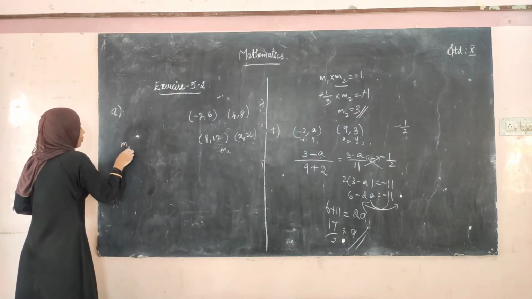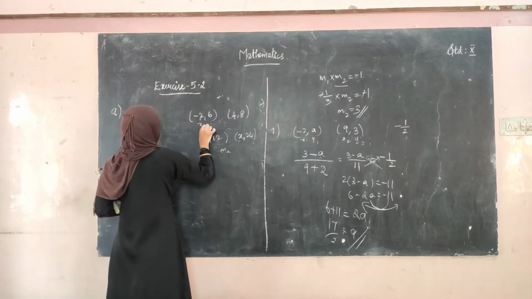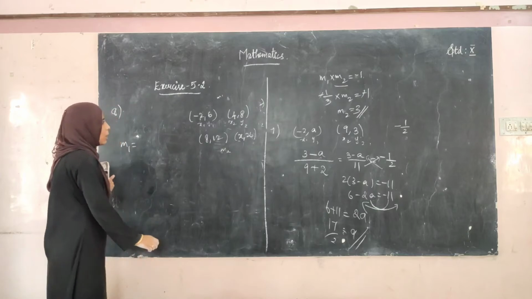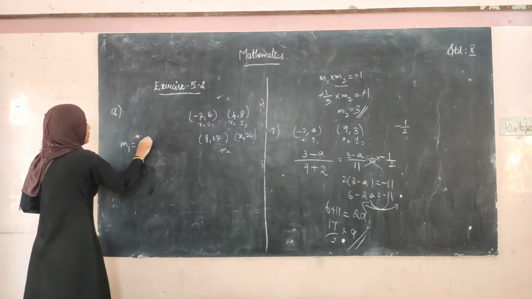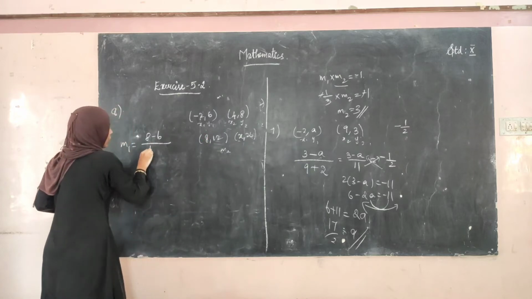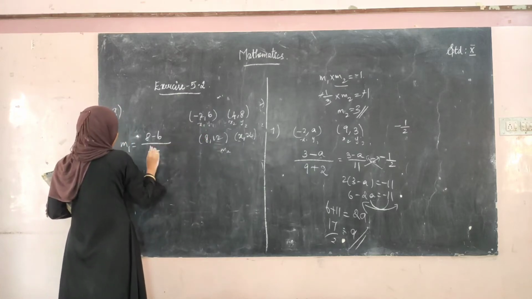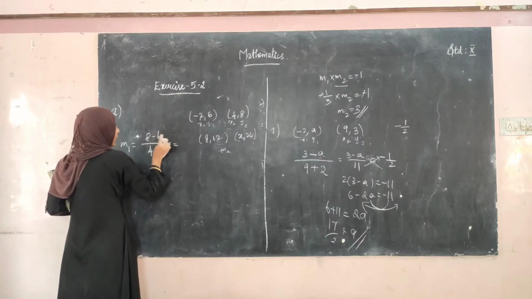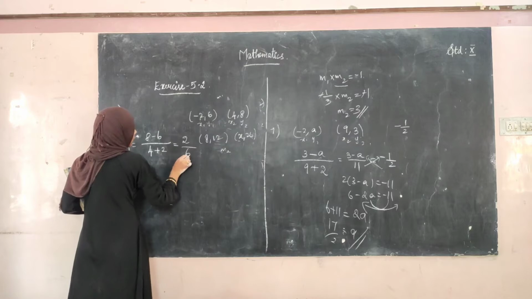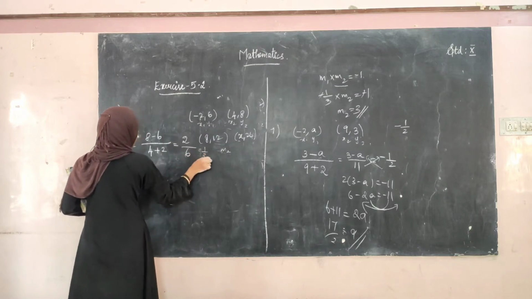Shall we find what is m1? Let us take this as x1, y1, x2, y2. What's the formula? y2 minus y1, it is 8 minus 6 divided by x2 minus x1. x2 is 4 minus what is x1? x1 is minus 2. So minus of minus 2 is plus 2. 8 minus 6 is 2 divided by 4 plus 2 is 6, which is equal to 1 divided by 3.